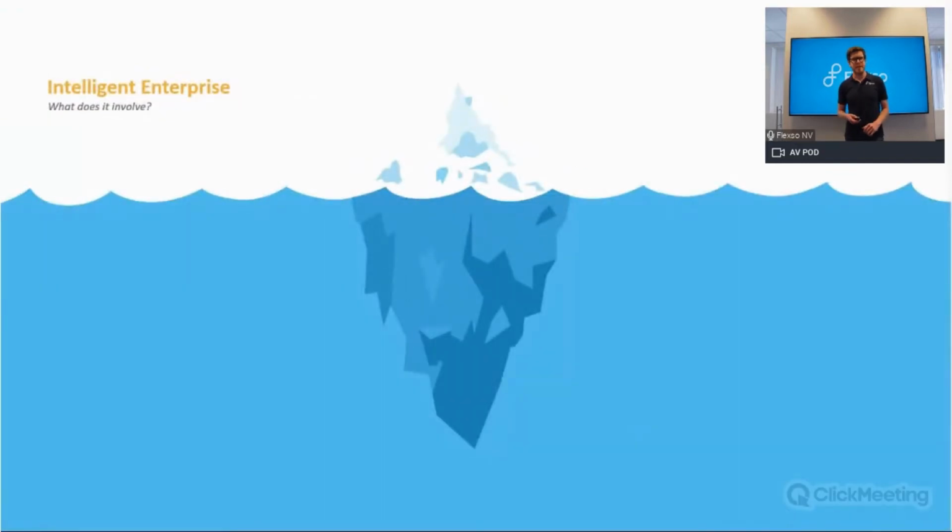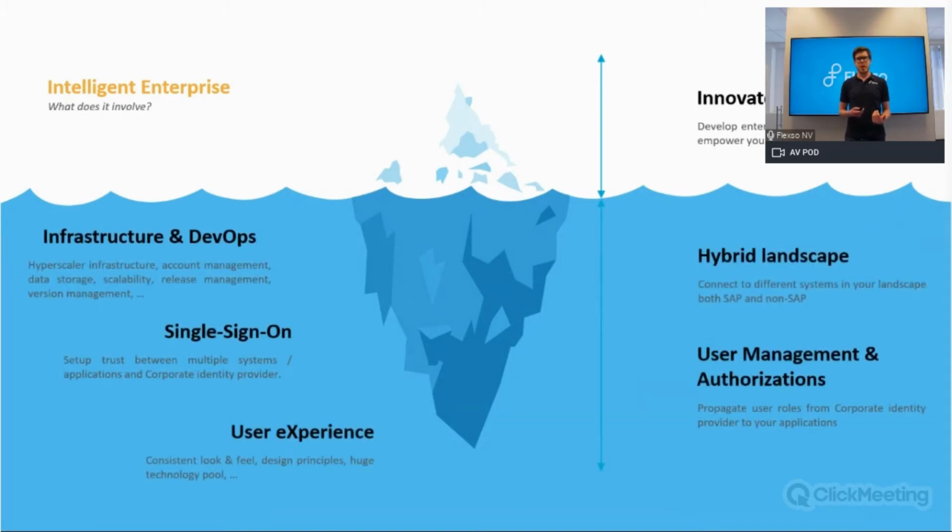But why would we need a platform like Cloud Platform? When we look at some of the topics that need to be considered when building an intelligent enterprise and developing enterprise-ready applications, we see a lot of complexity needs to be handled. Going from infrastructure and DevOps to a right user experience, what infrastructure will you use? What about release management or version management of your applications? How will we connect the different systems and provide a better user experience with single sign-on? Or even more general, can we provide a good user experience across the applications?